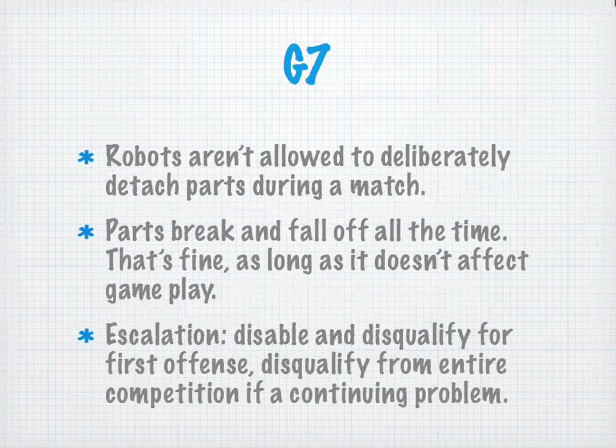Rule G7, robots aren't allowed to deliberately detach parts during a match. Now, sure, parts will break and fall off all the time. That's fine as long as it doesn't affect gameplay. And this escalates in the way that you'd expect. We disable and disqualify for a first offense, and again, that's where they've intentionally detached a part in a strategic way that affects gameplay. So they get disabled and disqualified the first time, and then if they do it again, they get disqualified from the competition.